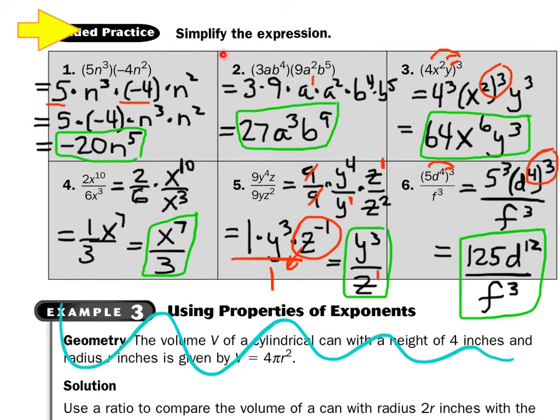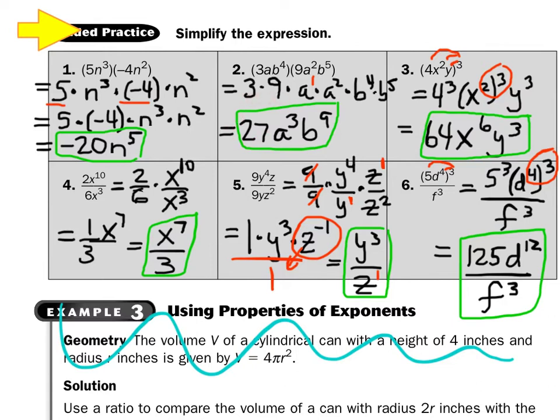Okay, take a look at number 2. We have 3 times ab to the 4th power, and that's being multiplied by 9a to the 2nd power, b to the 5th power. So the first thing we do is write it out, and so now I'm just going to organize it in one step. So it's 3 times 9, and then I put the a's together, times a to the 2nd, and then I put the b's together, times b to the 4th, times b to the 5th. And now I just multiply.